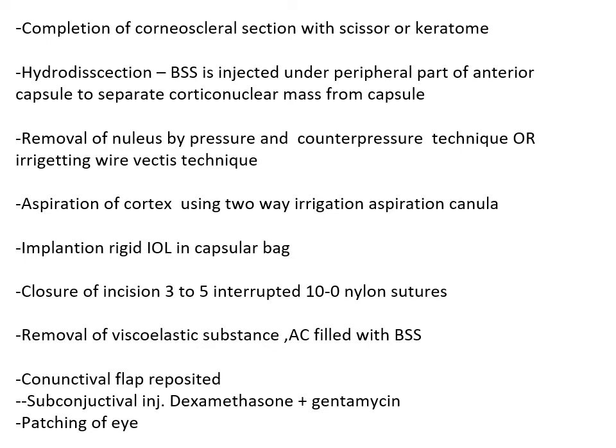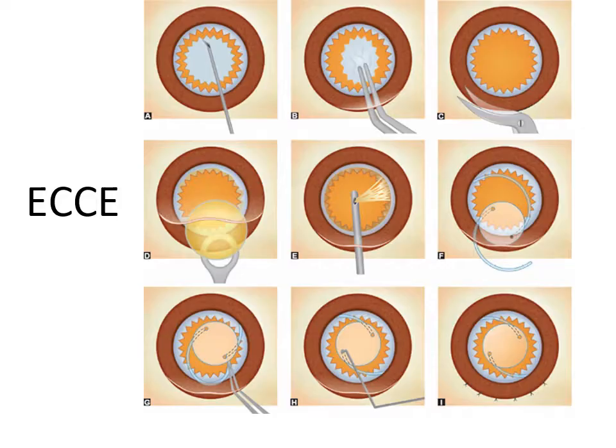Then the conjunctival flap is reversed with sutures, and a subconjunctival injection of dexamethasone and gentamicin is given. Dexamethasone is given because it reduces the inflammation, and gentamicin is an antibiotic that reduces the infection. Then patching of the eye is done.